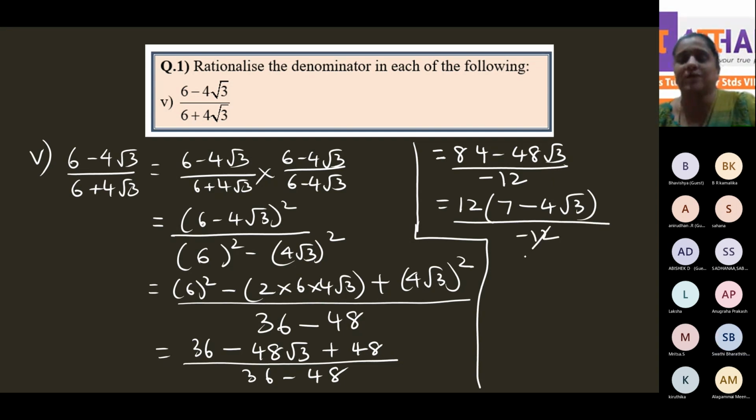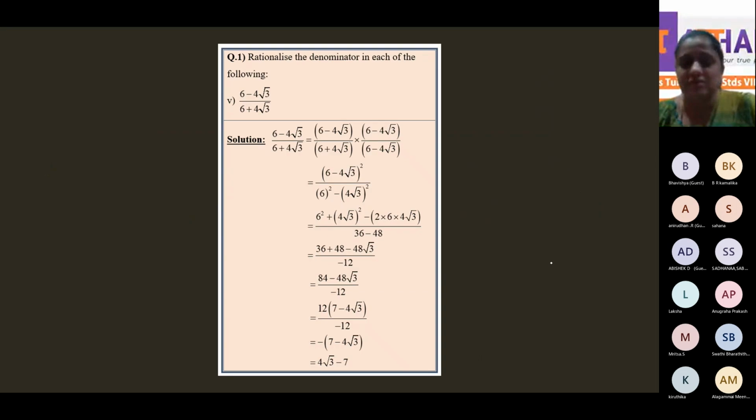Very good. Now, minus 12 and, sorry, 12 and 12 get cancelled. Take this minus sign to the numerator. Very good. That's what you see here. Please write down.